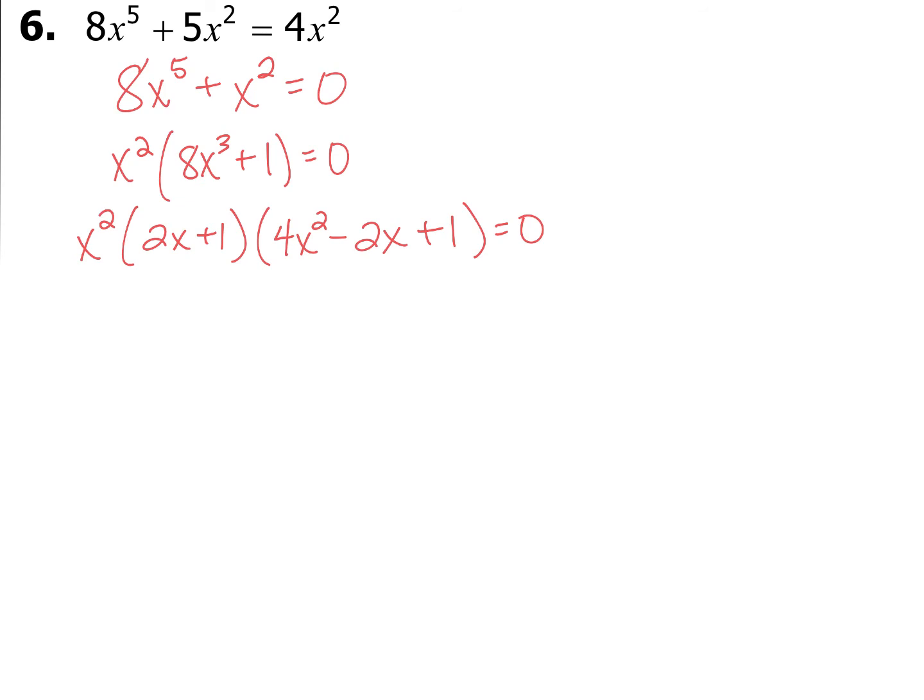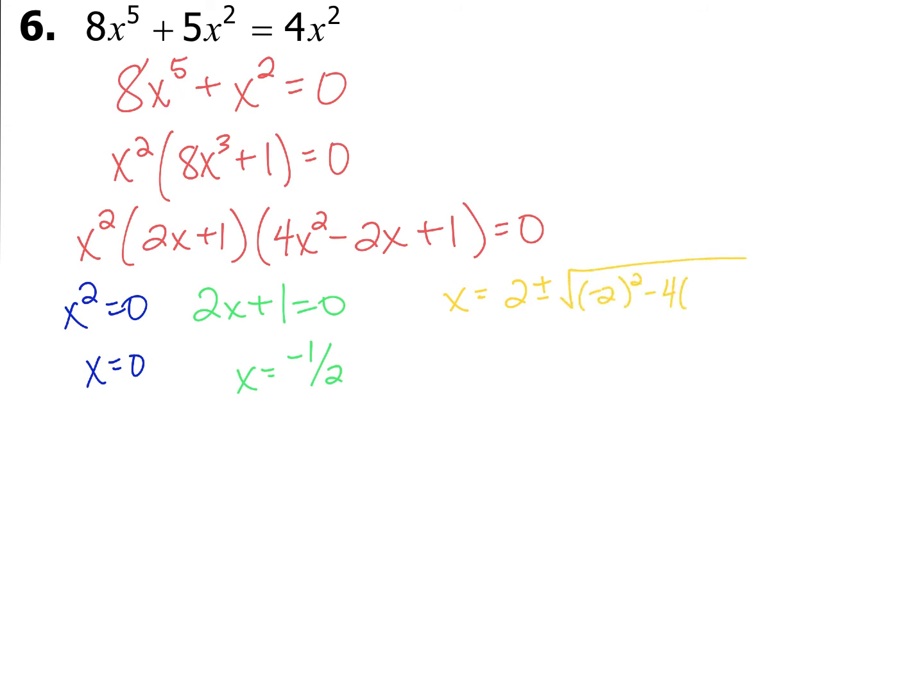Setting my first factor equal to 0, I get x squared equals 0, so x is equal to 0. For my second factor, I have 2x plus 1 equals 0, therefore x is equal to -1/2. And for my last one, I have to put it into the quadratic formula. Therefore, x is equal to -b plus or minus the square root of b squared minus 4ac, all over 2 times a.